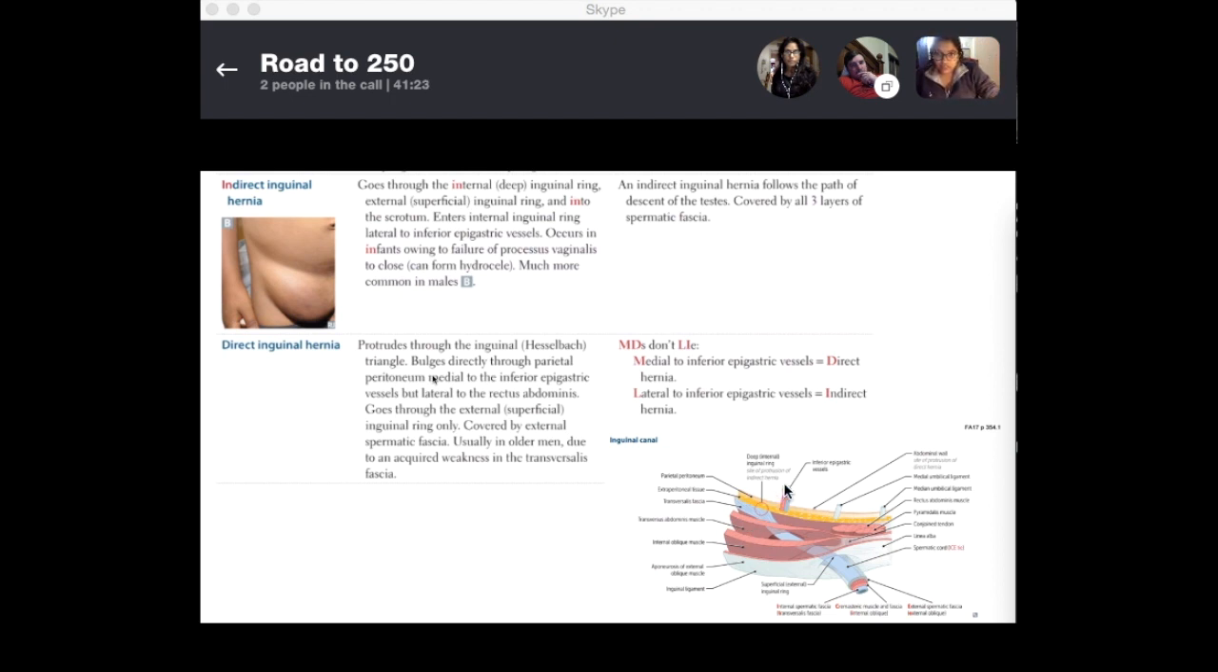So the diagram down below, you can see where that red ring is. That is where the deep internal inguinal ring is, and this is where your indirect hernia is going to follow that path all the way down, collecting the layers as it goes, versus the direct inguinal hernia, which is going to skip some of those fascia layers and just catch on to the last one as it protrudes through.